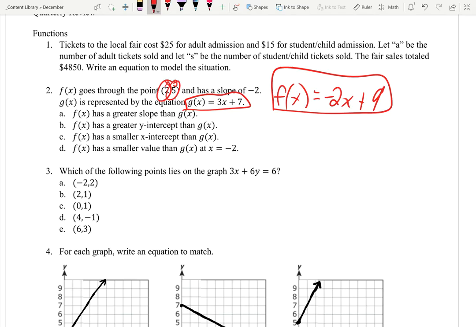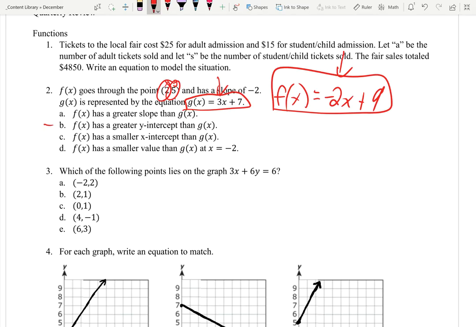And then we can look at the answer choices. f of x has a greater slope than g of x. Well, f of x's slope is -2. g of x's is 3. We can see that's not true. And you can go through the options. f of x has a greater y-intercept than g of x. In this case, that's true because f of x's y-intercept is 9 and g of x's y-intercept is 7. So we can say that that's true.